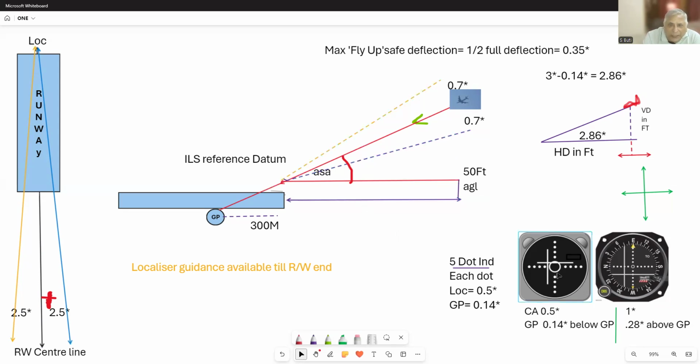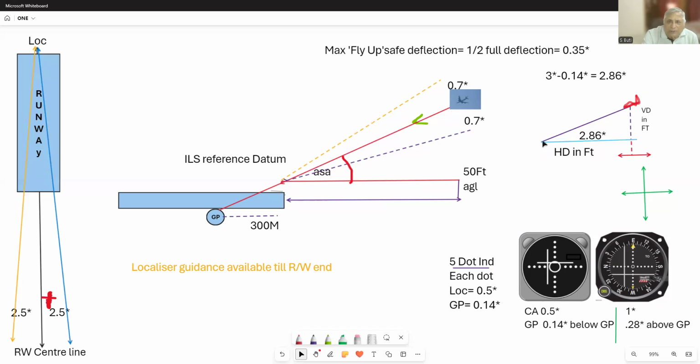And this indicator is showing you one dot, a fly up indication. That means you are below the glide path. Each dot on a 5-dot indicator will be 0.14 degrees. That means you are 0.14 degrees below the glide path, and instead of 3 degrees from the horizontal, you are at 2.86 degrees, 3 minus 0.14.